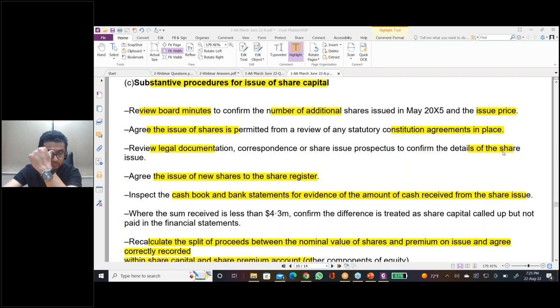Yes, Maman, you are absolutely right. Yes, Naila, you are absolutely right. In excess of par value goes to the share premium account.